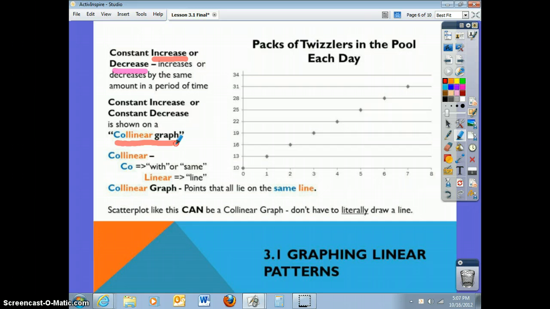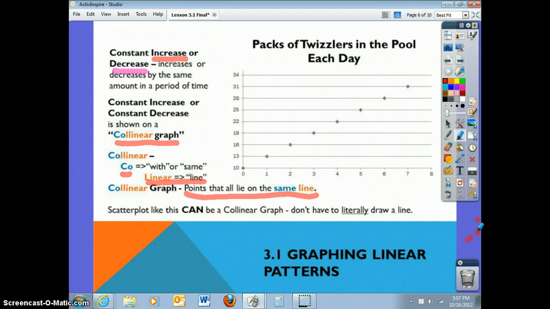Collinear means, well, first of all, co, like coexist, or co-owner, means that something's with something else. And linear obviously means line. So on the same line is collinear. Collinear: points that all lie on the same line.